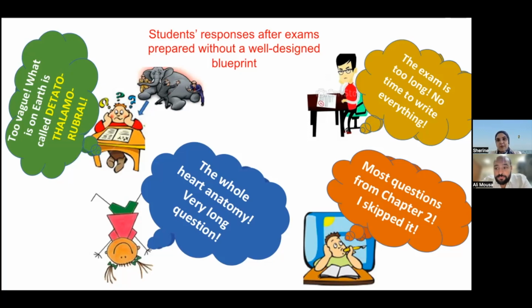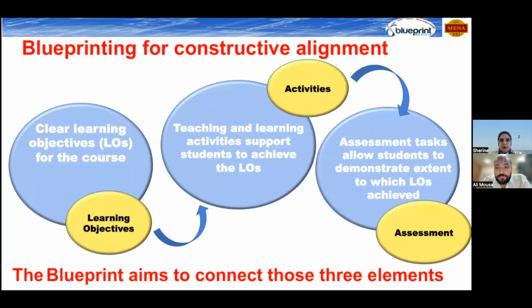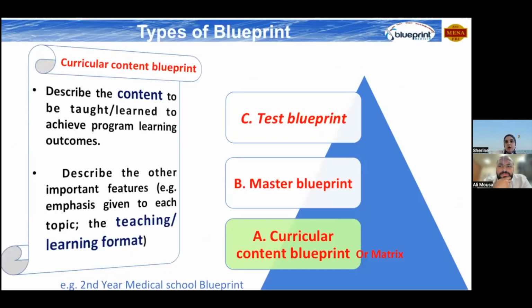See, that's why preparing a blueprint is quite very important. Blueprinting is a constructive alignment between the learning objectives and the activities and the assessment. The blueprint aims to connect those three elements together. Wow. So I heard that there are different types of blueprint, is there? Yes, actually, there are several types of blueprints, like the curricular content blueprint or the matrix, the master blueprint, and the test blueprint.